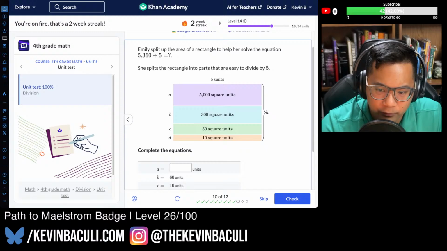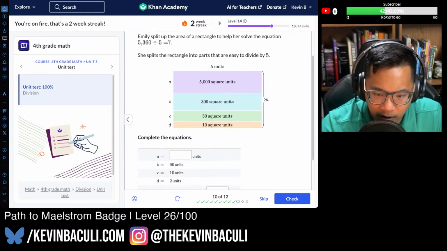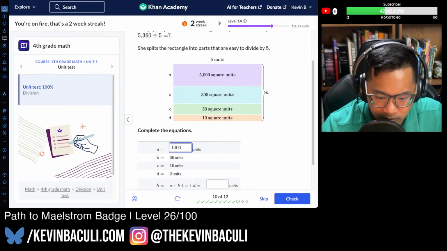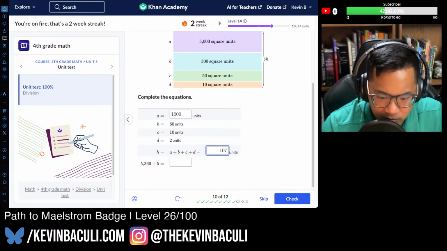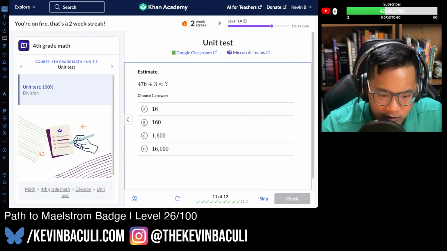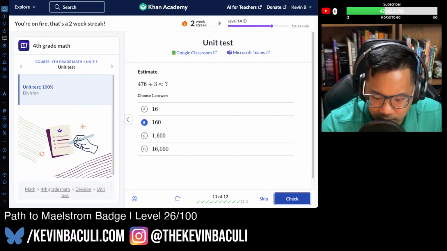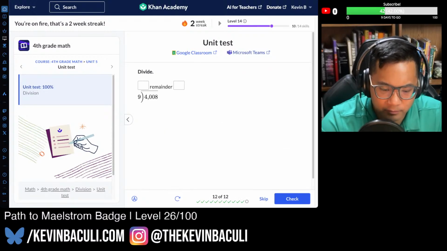Emily split up the area of a rectangle to help her solve the equation. A is 1,000 units. 1,072 units. 72. Estimate 500. 6. There we go.